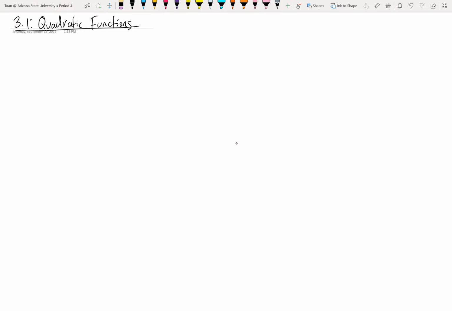So when it comes to quadratic equations, we should know what the general shape looks like. Quadratic equations could look like parabolas. So that is an example of a quadratic function. Parabolas may open upwards or they open downwards.